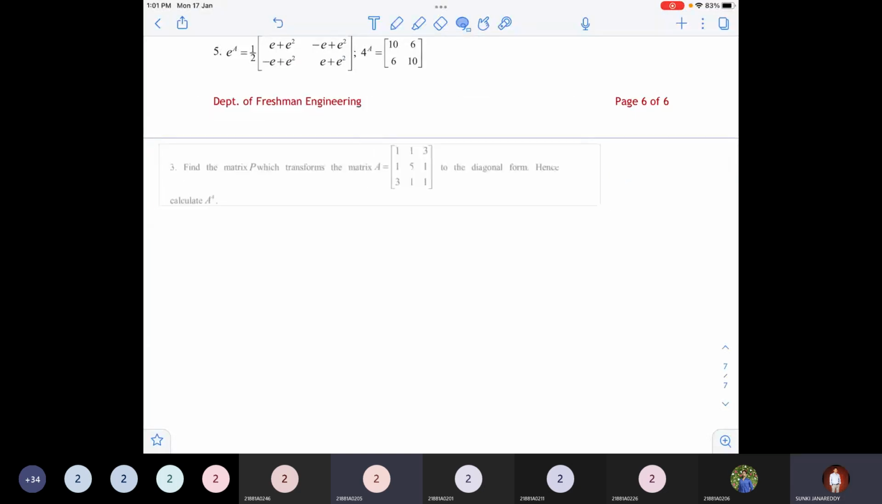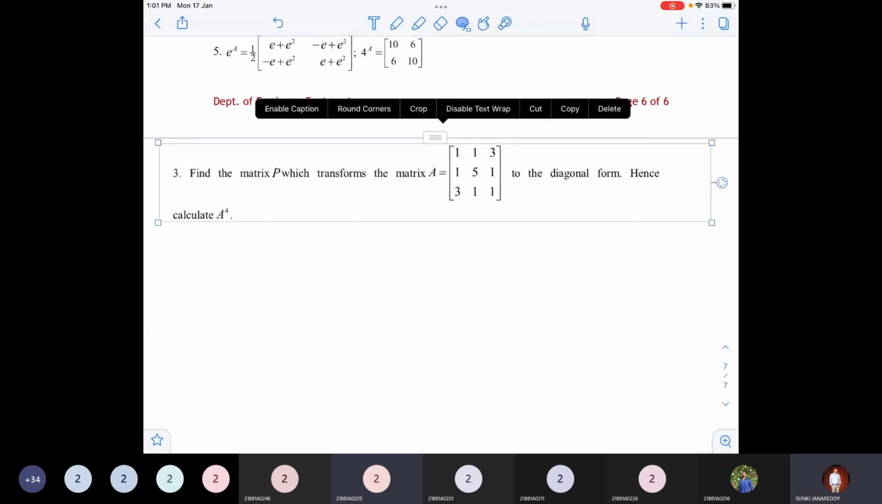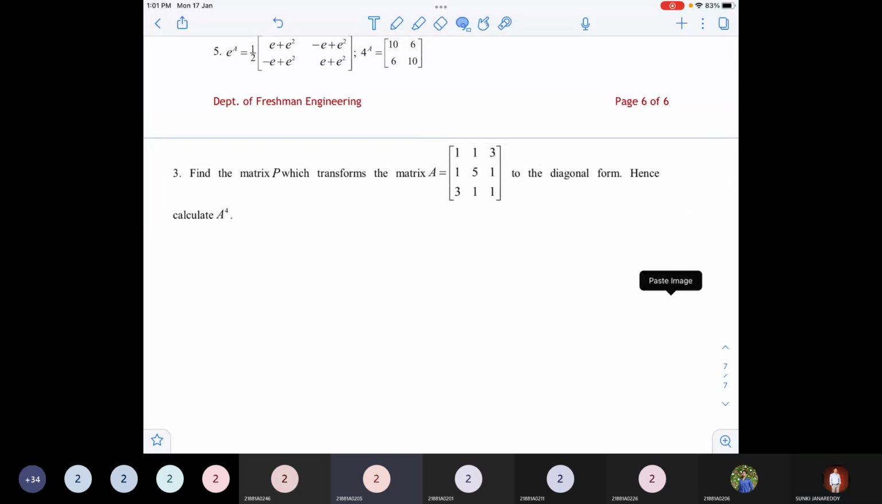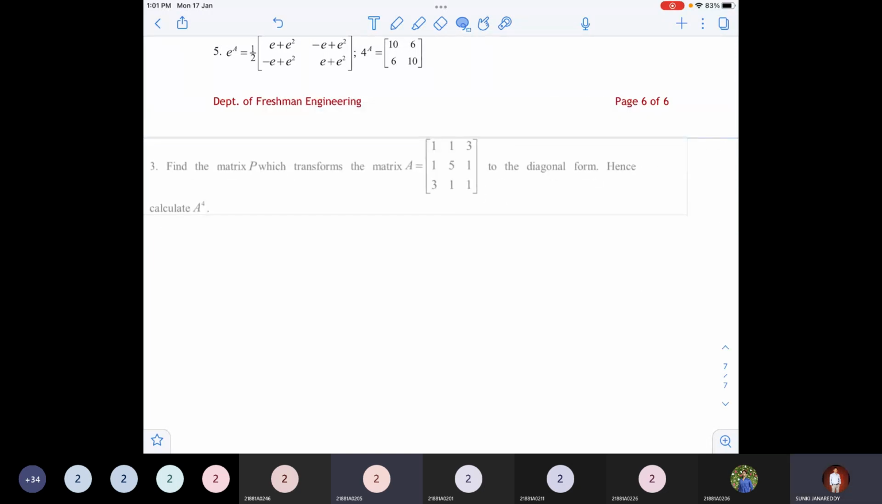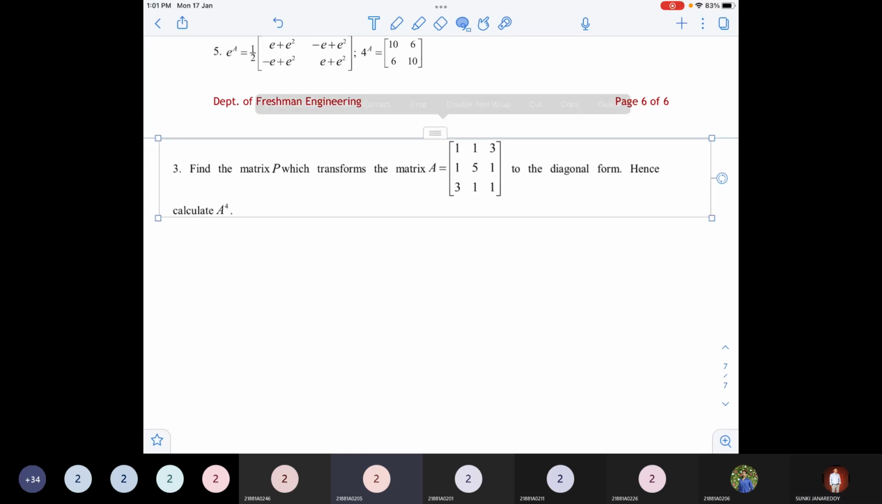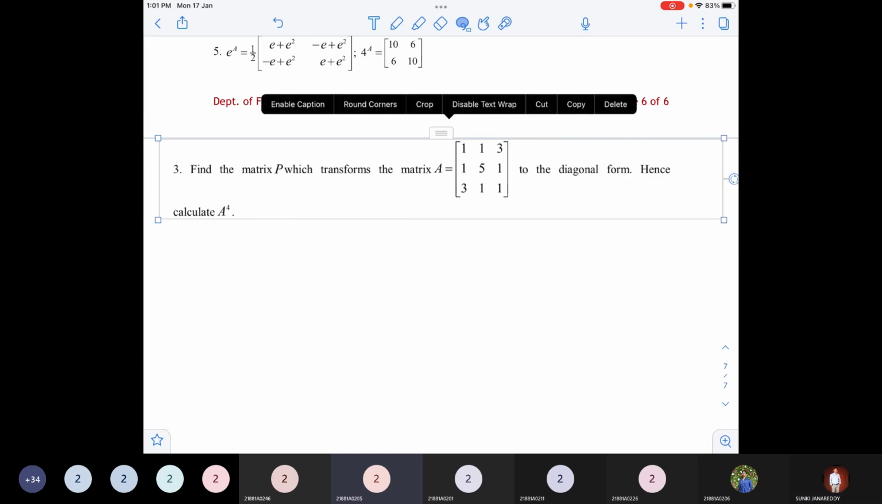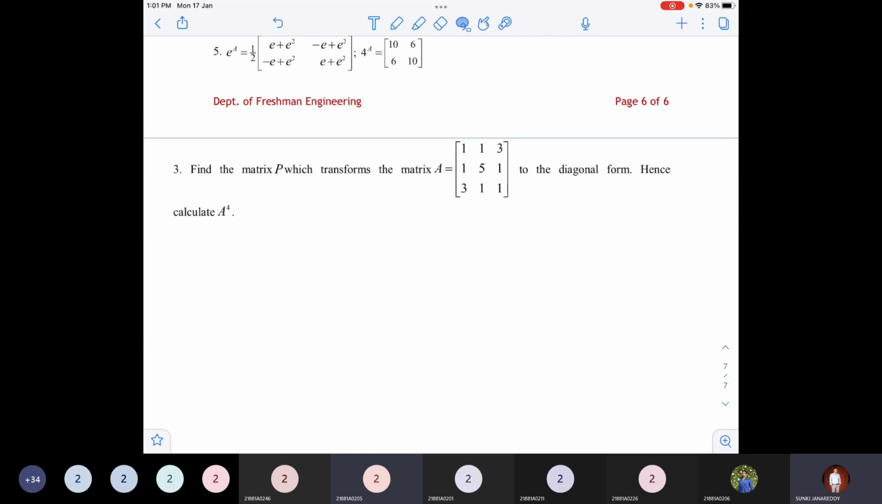Write this problem, all of you. Find the matrix P which transforms the matrix A to diagonal form. Hence, calculate A power 4. Okay, here what we need to find is P. P means what is P? Just now only we discussed.